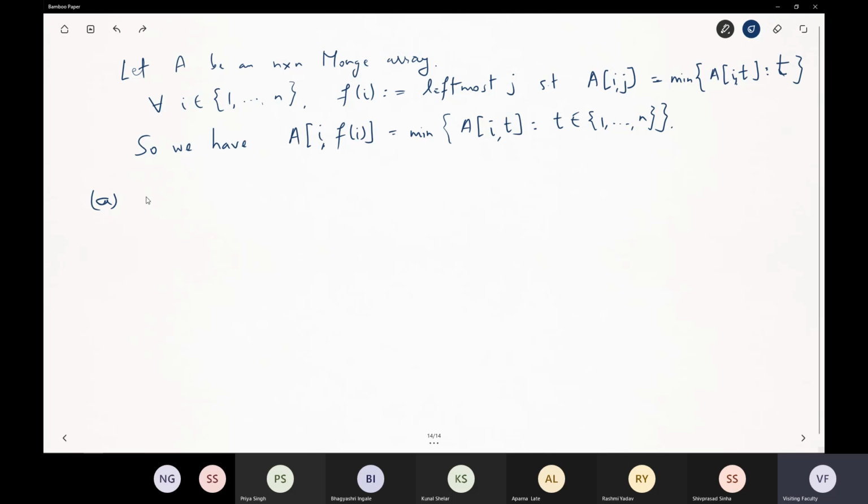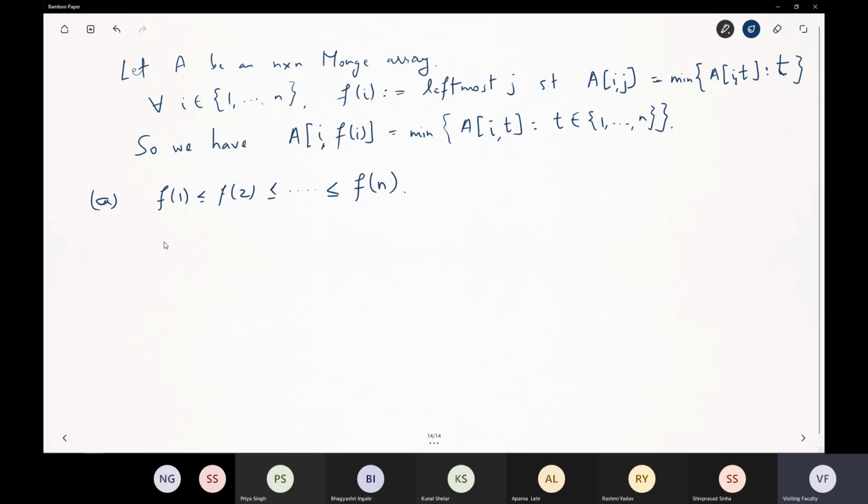Yeah. So now the first one says that we should have f of 1 less than or equal to f of 2 less than or equal to and so on. So we can prove any f of i less than or equal to f of i plus 1, and that is enough. The proof is more or less the same.